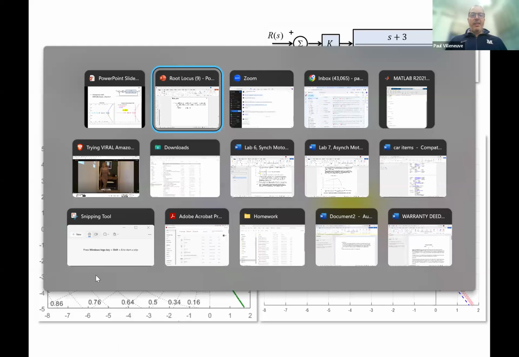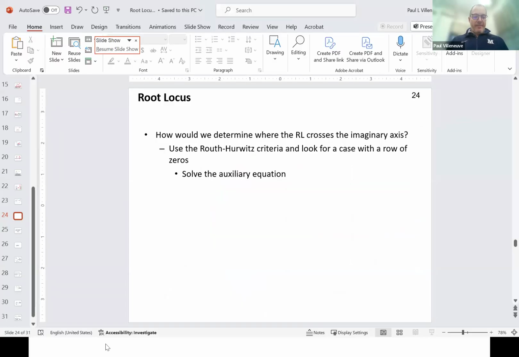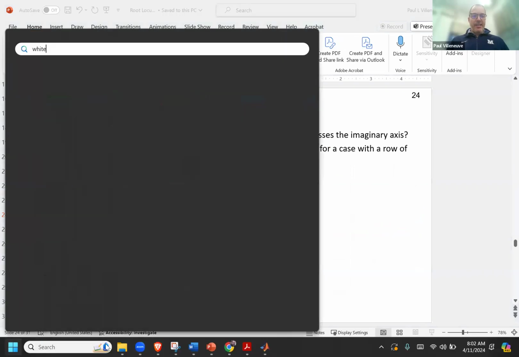Bring up the whiteboard again. Of course, the whiteboard quit on me. I didn't know that.